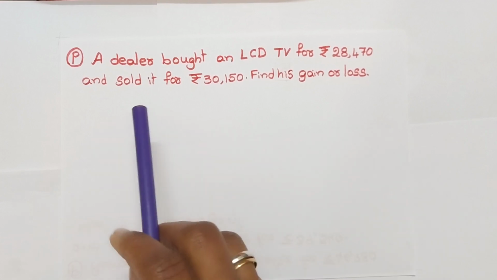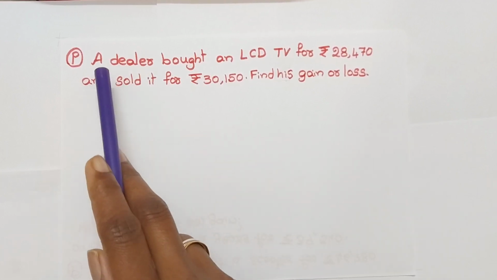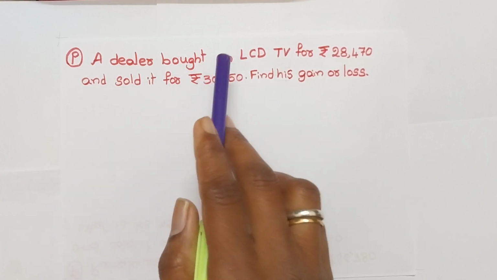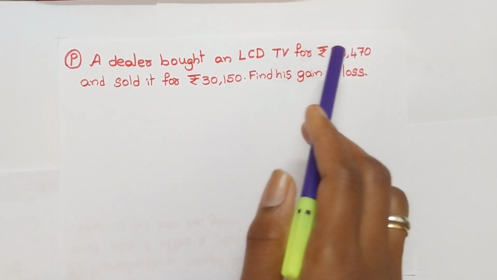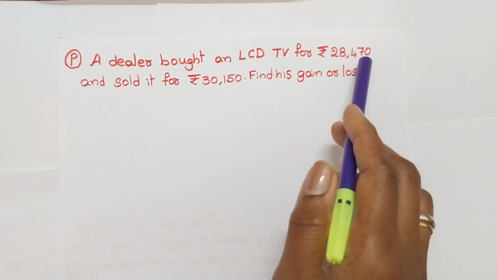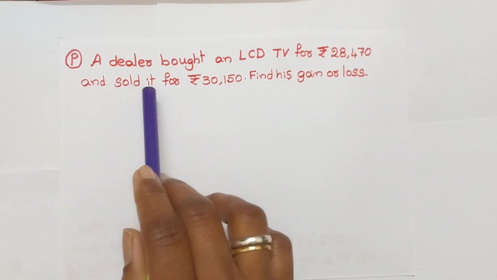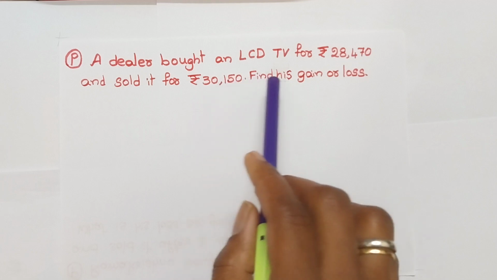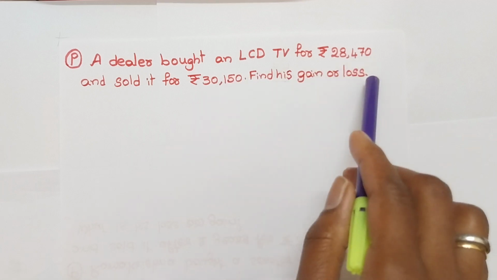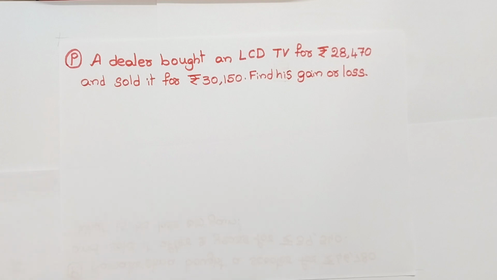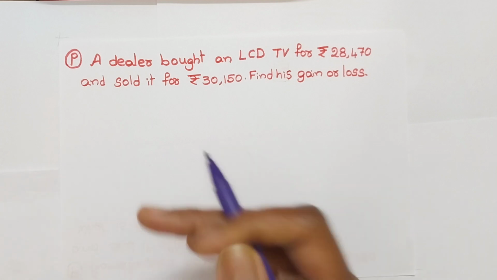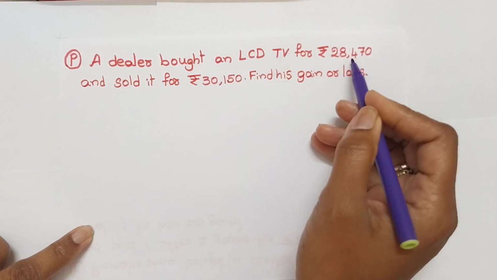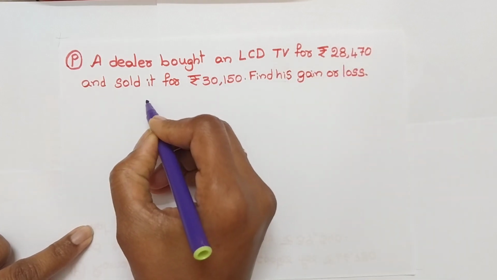The problem is that a dealer bought an LCD TV for rupees 28,470 and sold it for rupees 30,150. Find his gain or loss. What did the dealer do? He bought. Bought means cost price. Bought for 28,470 means cost price.